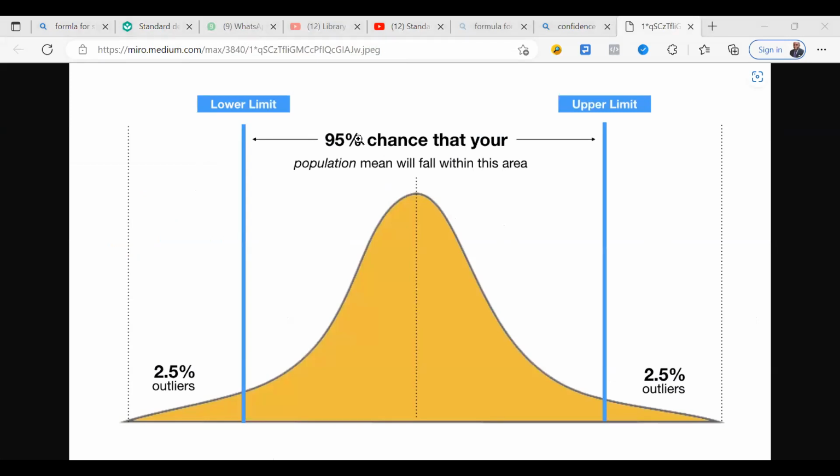So there is a 95% chance that your population mean will fall within this area, within these two areas. Just like the one for the mean that we said, those two areas are within the 95% confidence interval. Can you see the graph I'm showing? Yes. Wait, let me see.